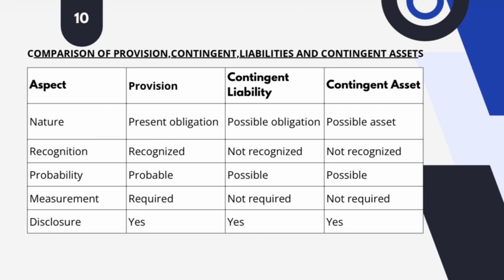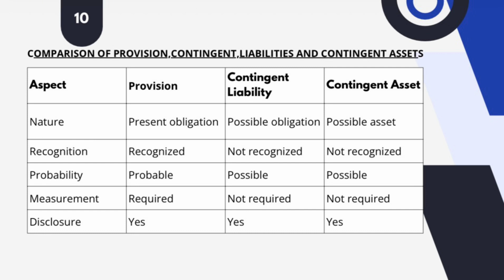A provision is a present obligation. It is recognized in the financial statement because it is probable and can be reliably measured. It also requires measurement, which is based on the best estimate, and it is disclosed in the notes. In contrast, a contingent liability is a possible obligation. It is not recognized in the financial statement because the outflow is not probable or cannot be measured. Therefore, no measurement is required, but it is disclosed in the notes unless the possibility is remote.